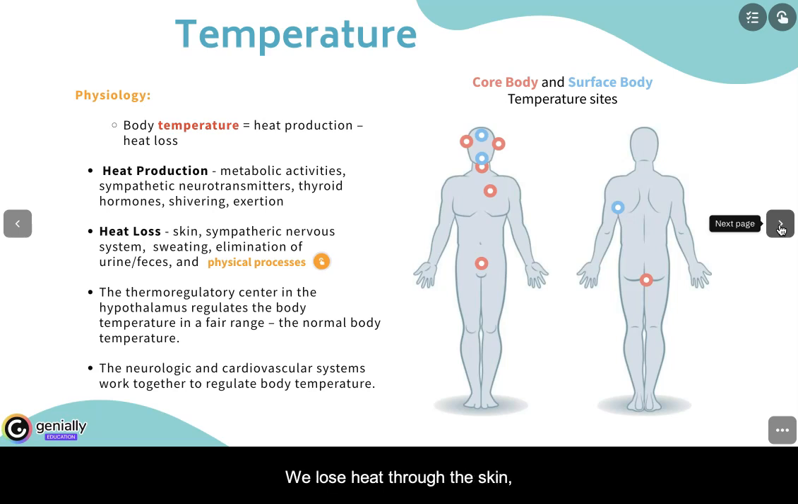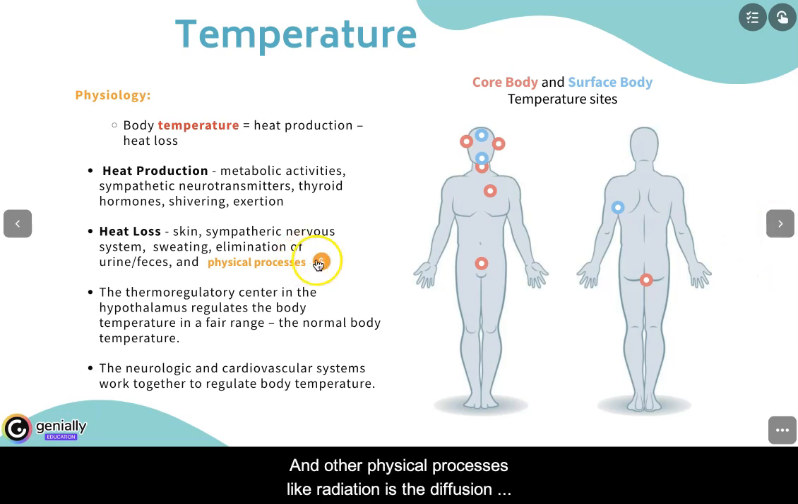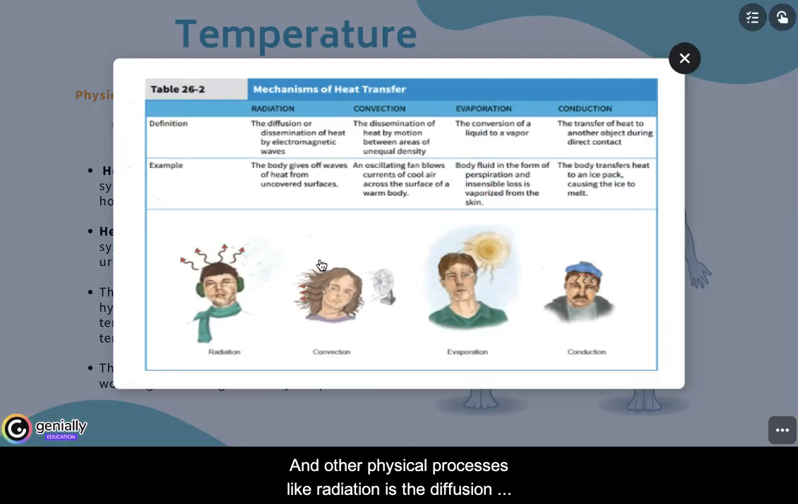We lose heat through the skin, through sweating. For example, our sympathetic nervous system, elimination of urine and feces actually helps us lose heat. And other physical processes like radiation is the diffusion and dissemination of heat by electromagnetic waves. For example, the body gives off waves of heat from uncovered surfaces. That's why when babies are born, we cover their heads, because they lose heat from uncovered surfaces. Then we have convection.